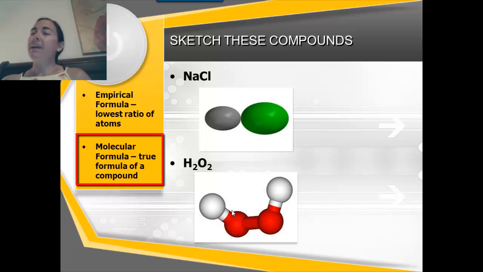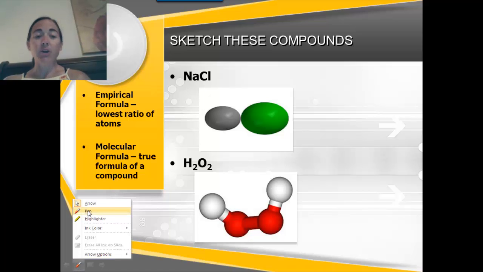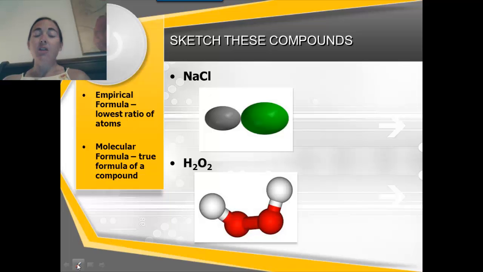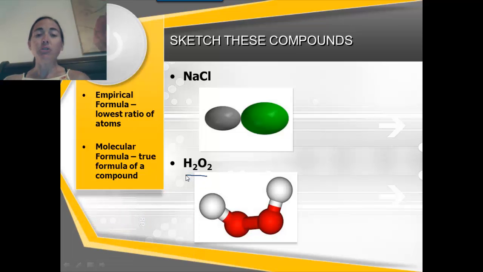The molecular formula, however, is the true formula, and that's demonstrated in the hydrogen peroxide. You see that the true formula for peroxide is H2O2. However, when you're considering the ratio of hydrogens to oxygens, the smallest amount, the lowest ratio, in other words, is really only 1:1. The true formula is H2O2, but I could divide that by 2 and get a reduced empirical formula for hydrogen peroxide of HO.